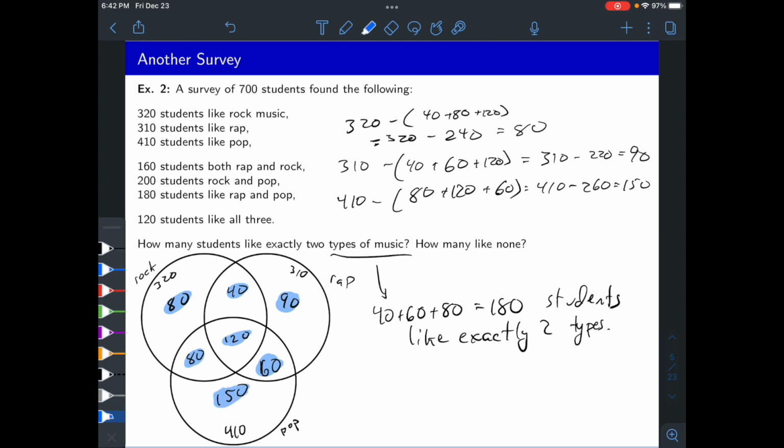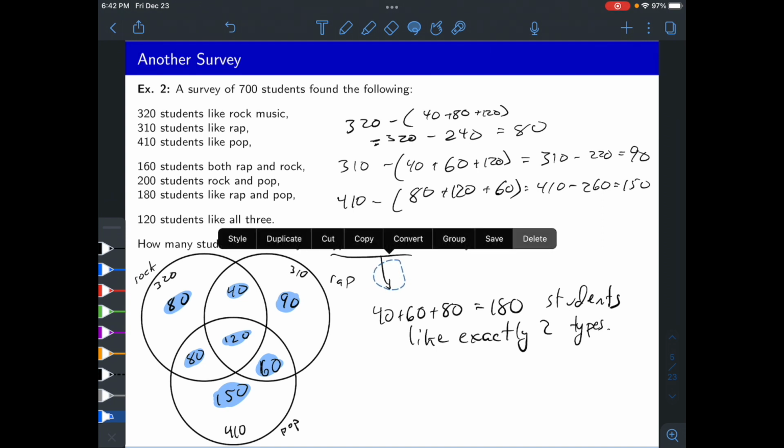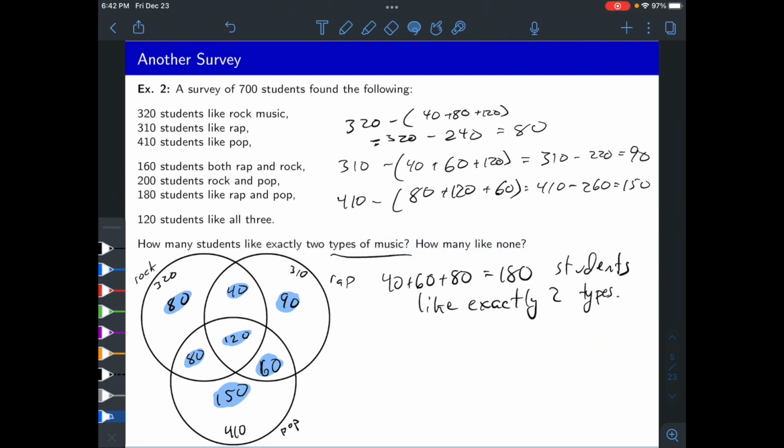And now we just have to add all of the numbers that are highlighted together and subtract it from the total number of students surveyed, which is 700. Okay, let's add all those up. So 80, 40, 90, 120, 80, 60, 150. Okay, these two make 200.